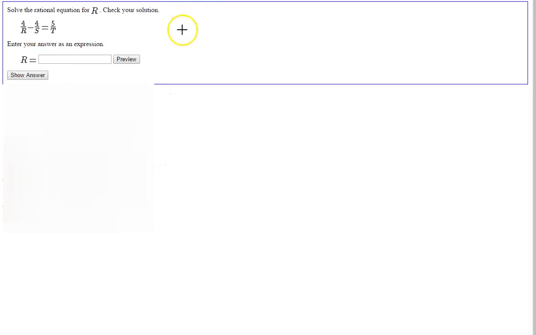So I'm going to work this problem out, and then we're going to look at how putting the answer in the box is really important to put it in there correctly. So we have 4 over R minus 4 over S equals 5 over T. So the LCD of this equation is going to be RST. So we're going to multiply everything by RST.